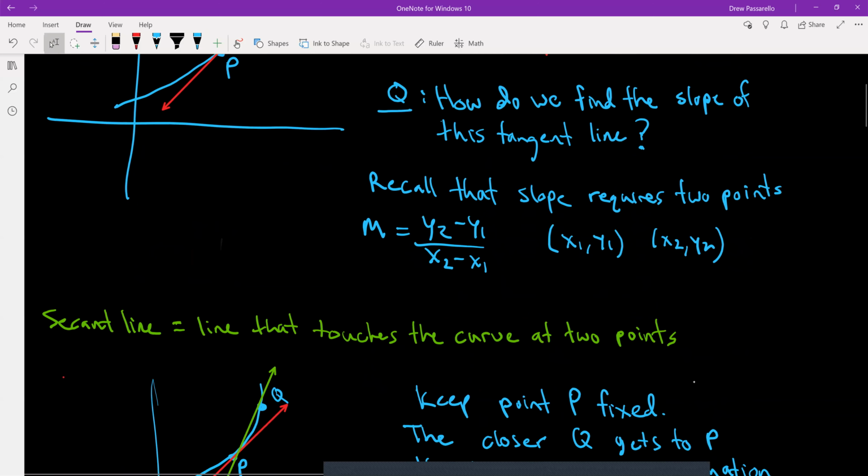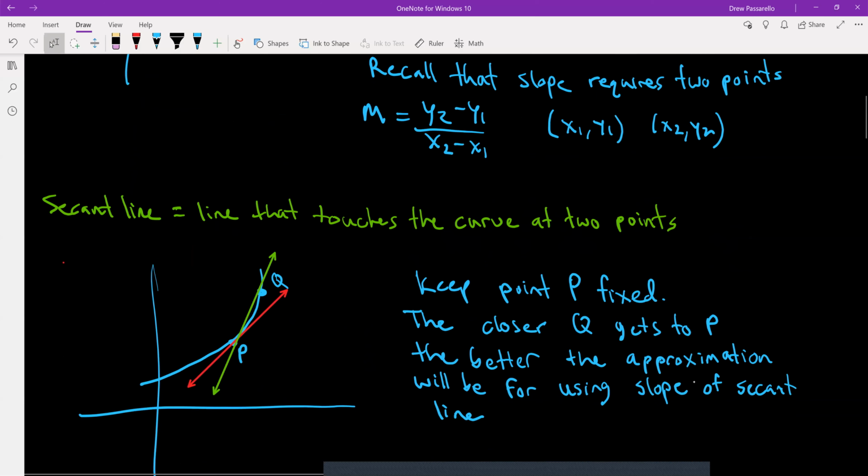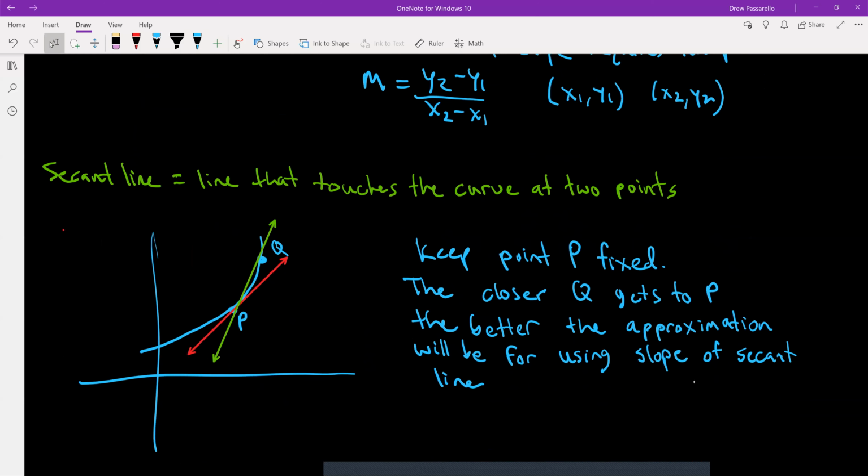And the answer relies on a limit process involving secant lines. A secant line is a line that touches the curve at 2 points. That's what a secant line means. And so I drew this picture right here. You have this red line, the tangent line, and then the green line is a secant line. And it's supposed to go through the 2 points P and Q.